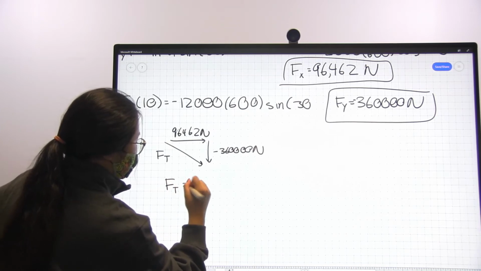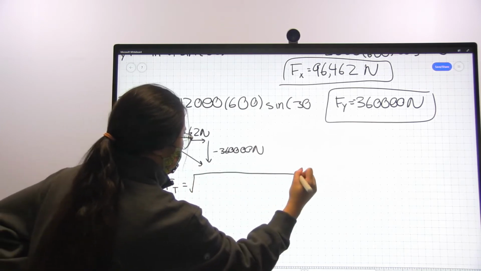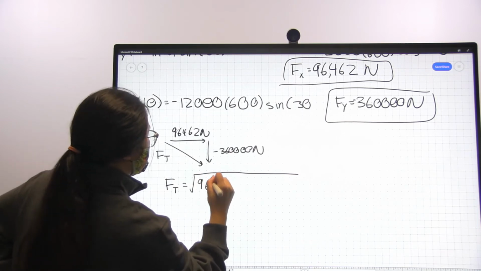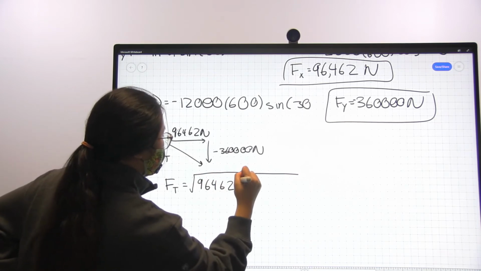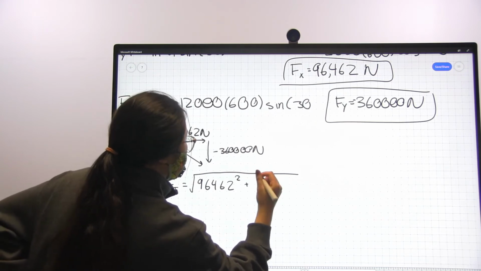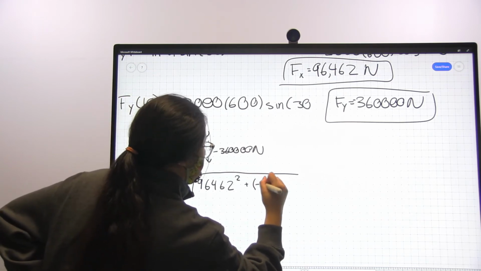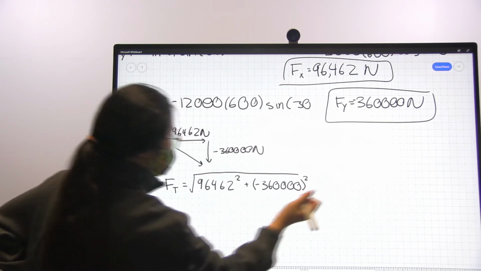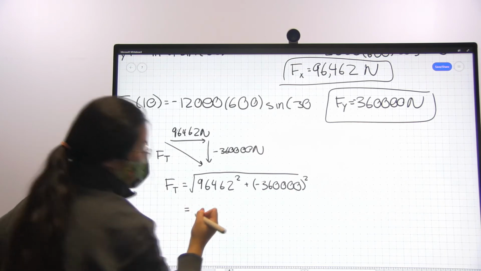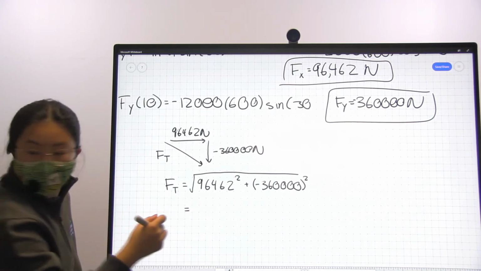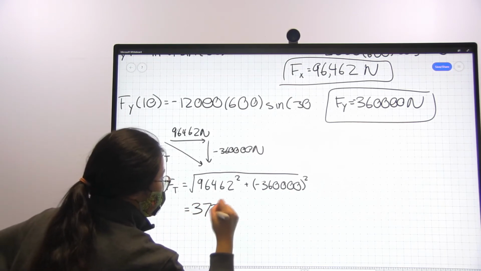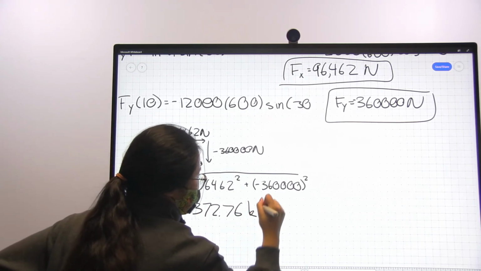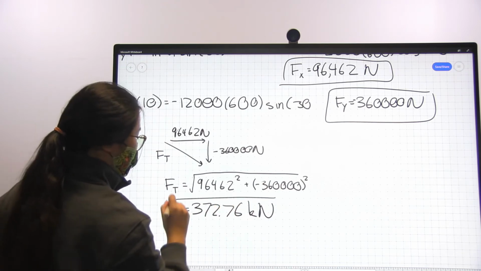So, using this lovely theorem that we know, F_t is equal to the square root of 96,462 squared plus negative 360,000 squared. And we get that your final magnitude is 372.76 kilonewtons. That's a lot of force.